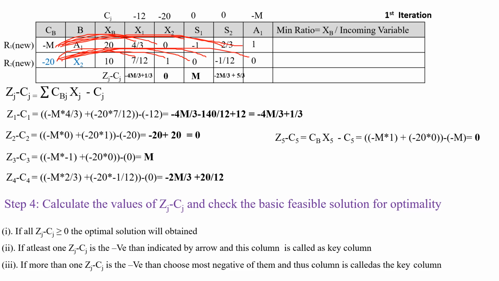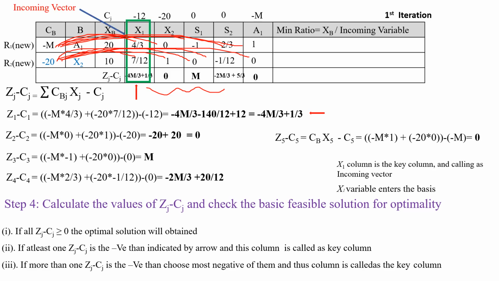So among these Zj minus Cj values, the most negative value is minus 4M by 3 plus 1 by 3 for the x1 column. So here the x1 column is the key column, called the incoming vector, and the x1 variable enters the basis.